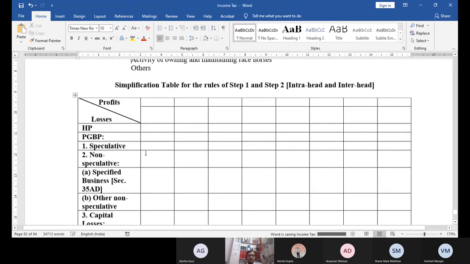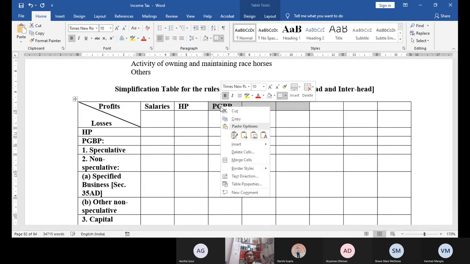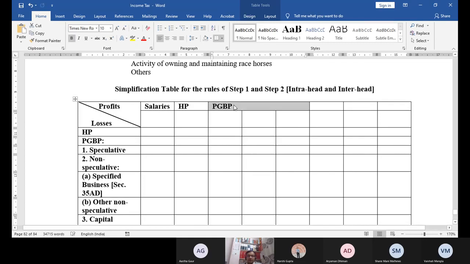Profits then. Now, the same thing which is negative can be positive. My HP, my salary head. Now positive can be salary also. Then HP head. Then here PGBP head. But do you know in PGBP there can be three positives. If you remember, in PGBP there can be three different categories.